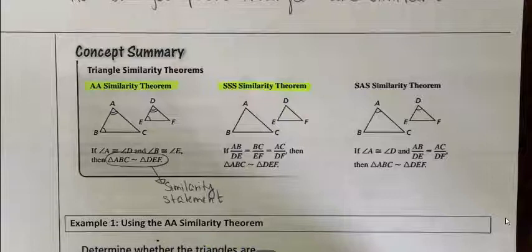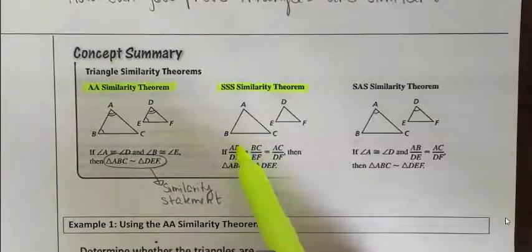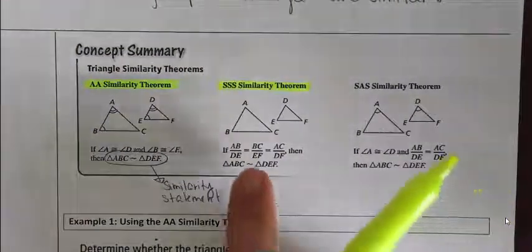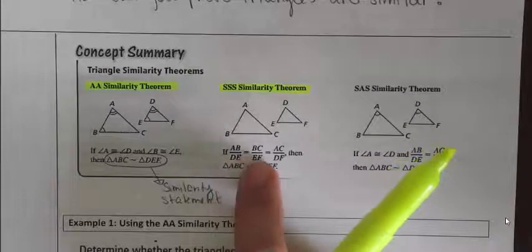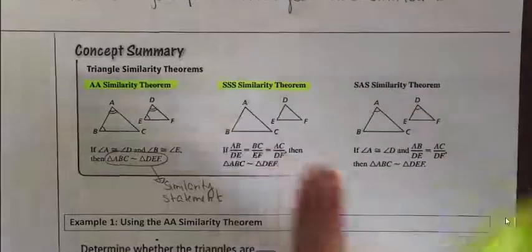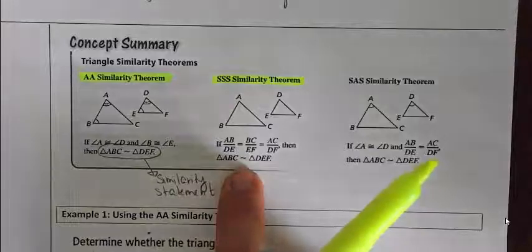Now when you're setting up these ratios, it's always important to think of scale factors like image over pre-image. So in this case, we would say that ABC is the image, DEF is the pre-image. So that's the side similarity theorem. If all three ratios of the corresponding sides are in fact equal to each other, then you've got similar triangles, and you'd have a similarity statement.